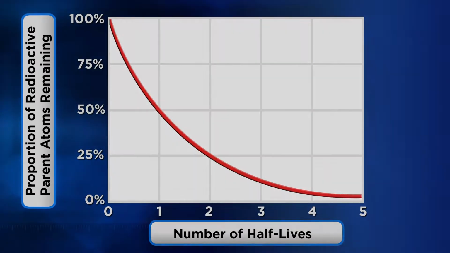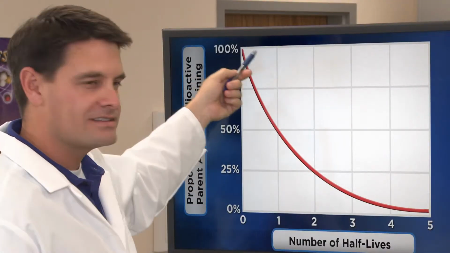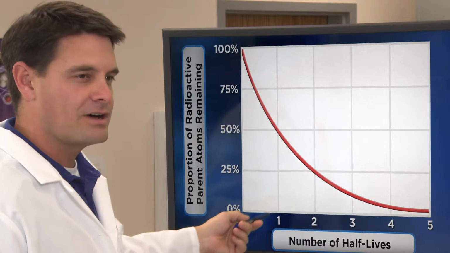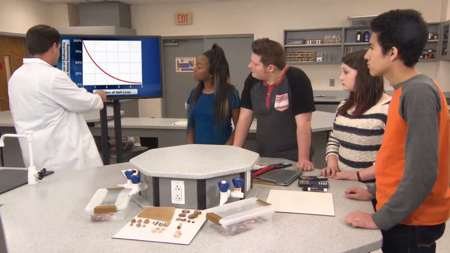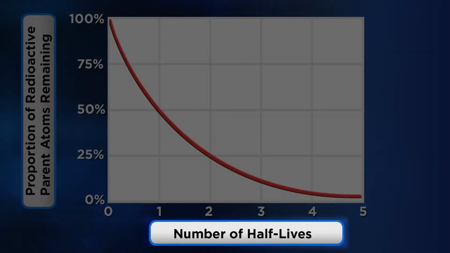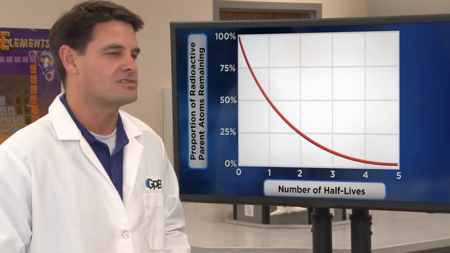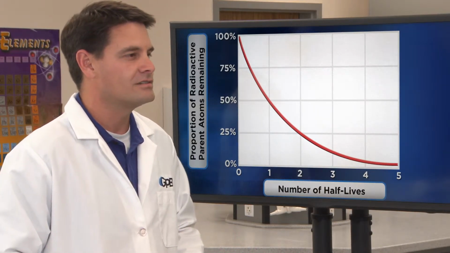Take a look at this graph. The vertical axis is labeled proportion of radioactive parent atoms that are remaining, and the numbers range from 100% at the top down to 0% at the bottom. Now the horizontal axis is labeled the number of half-lives. This graph doesn't necessarily specify the units of time, that is, whether the half-life is in years or seconds or something else. But what's important to notice is that the half-life always follows a pattern. After one half-life, half of the atoms in the sample have decayed. So how many half-lives would it take to get rid of almost all of the original sample of parent atoms according to our graph?